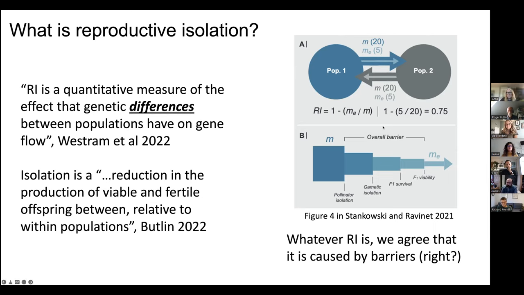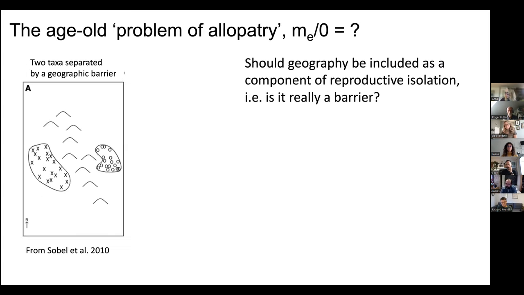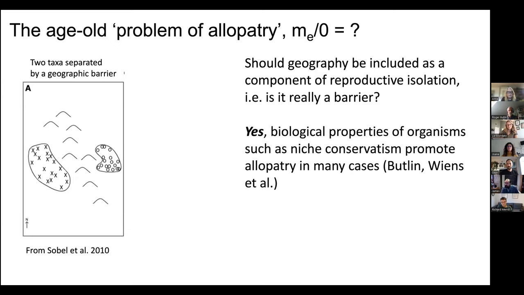And I want to make sure to go back to an age-old question about allopatry. What do you do when the denominator is zero? What do we do when migration is zero or close to zero, or where migration rates are so low that they're effectively zero? This is from a 2010 paper from a long time ago, but it asks the question: should we include geography as a component of reproductive isolation? This is an old argument, but there are good arguments on both sides of it.